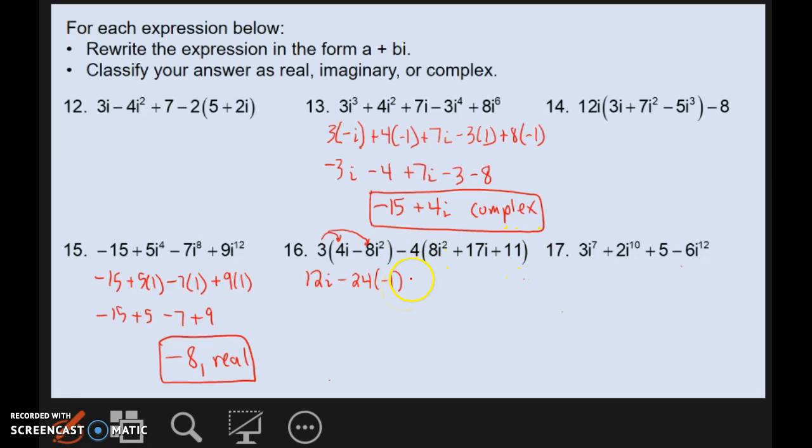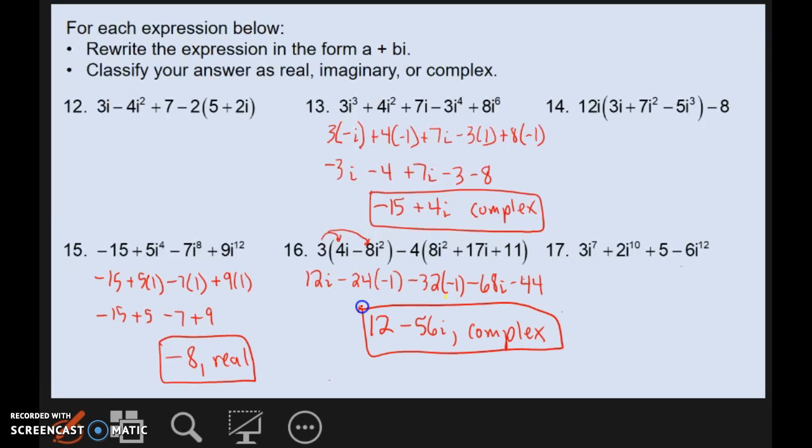I'm going to distribute the negative 4. So that'll become negative 32i squared, which again, I know i squared would be negative 1. And negative 4 times 17 is negative 68i. And negative 4 times 11 is negative 44. So again, like terms, I know this will become a positive 24, and this will become a positive 32, so that's 56. Take away 44 gives me 12. And for my imaginary components, 12i minus 68i is negative 56i. So I've got a real number component and an imaginary component, so that would be considered a complex number.